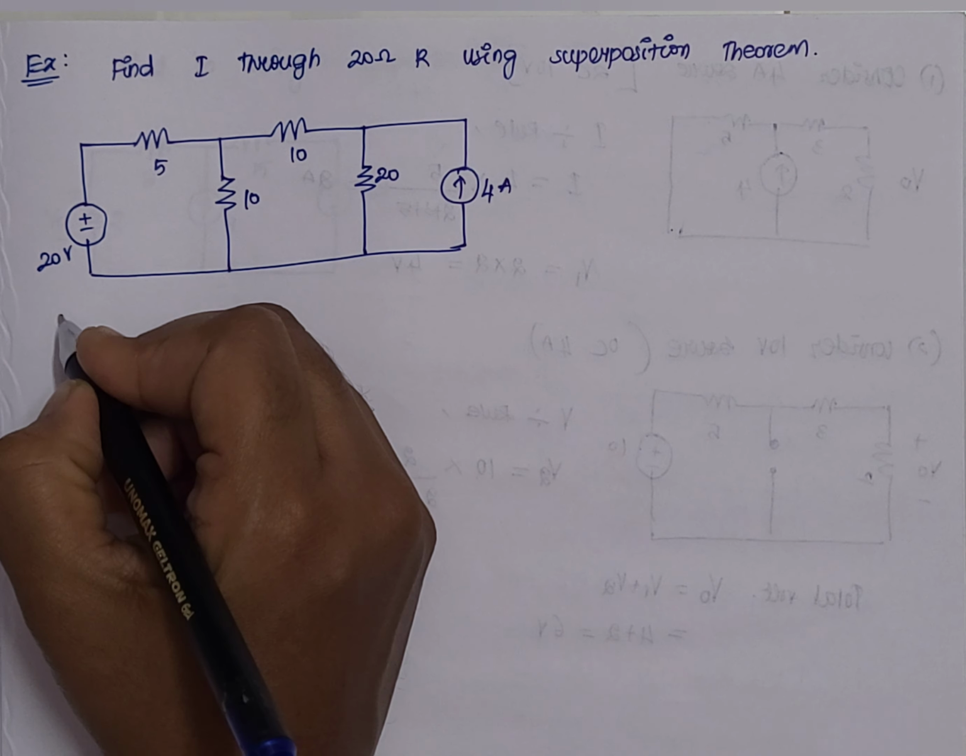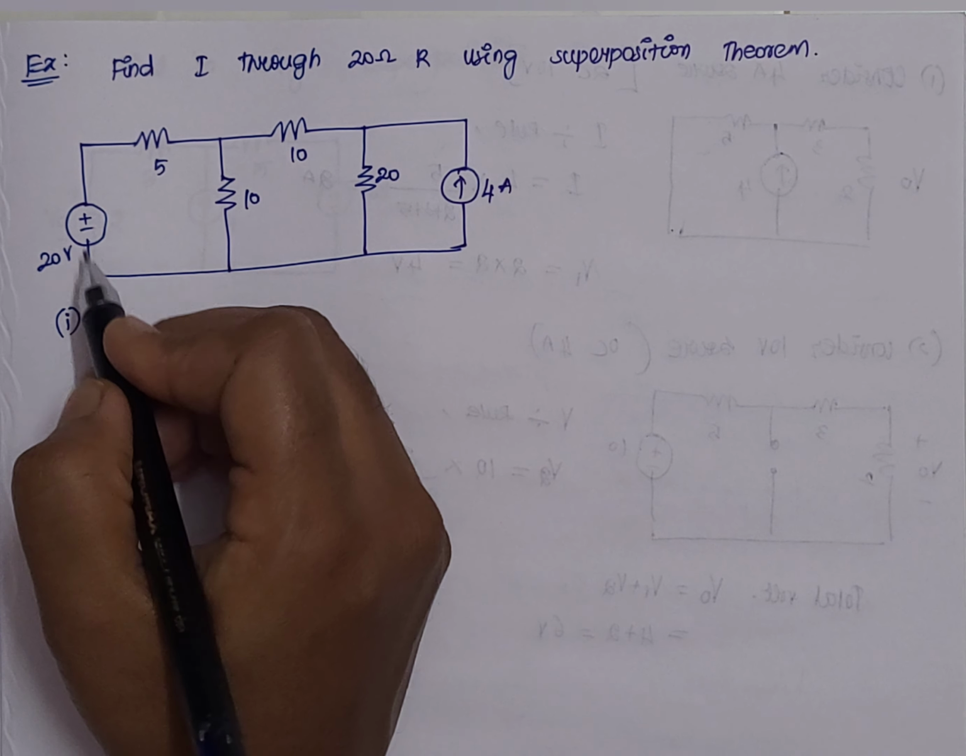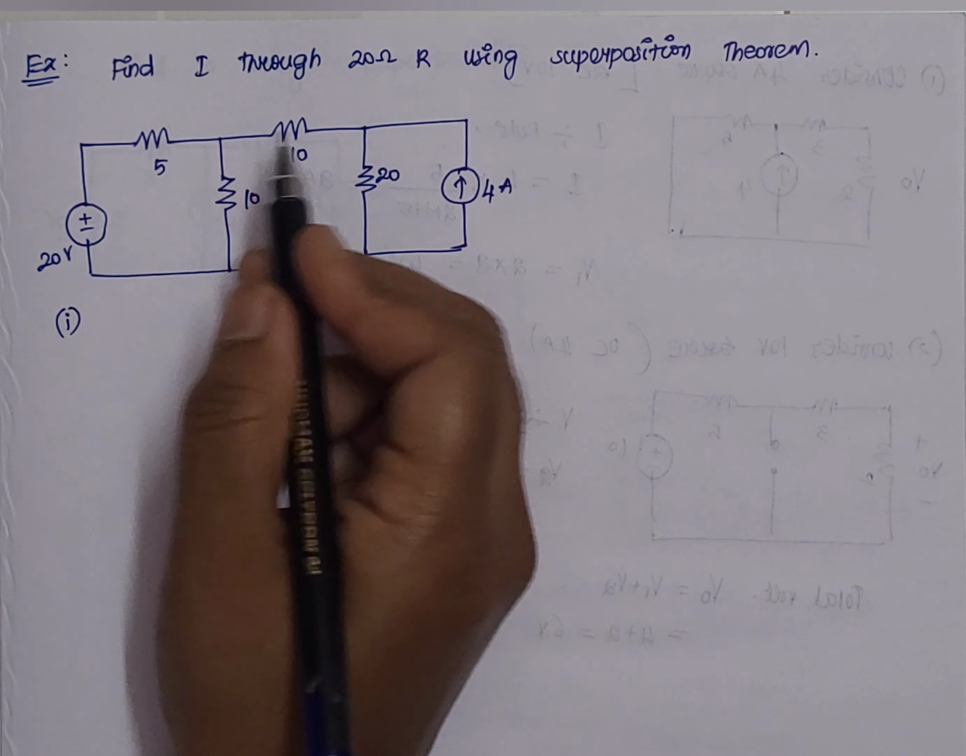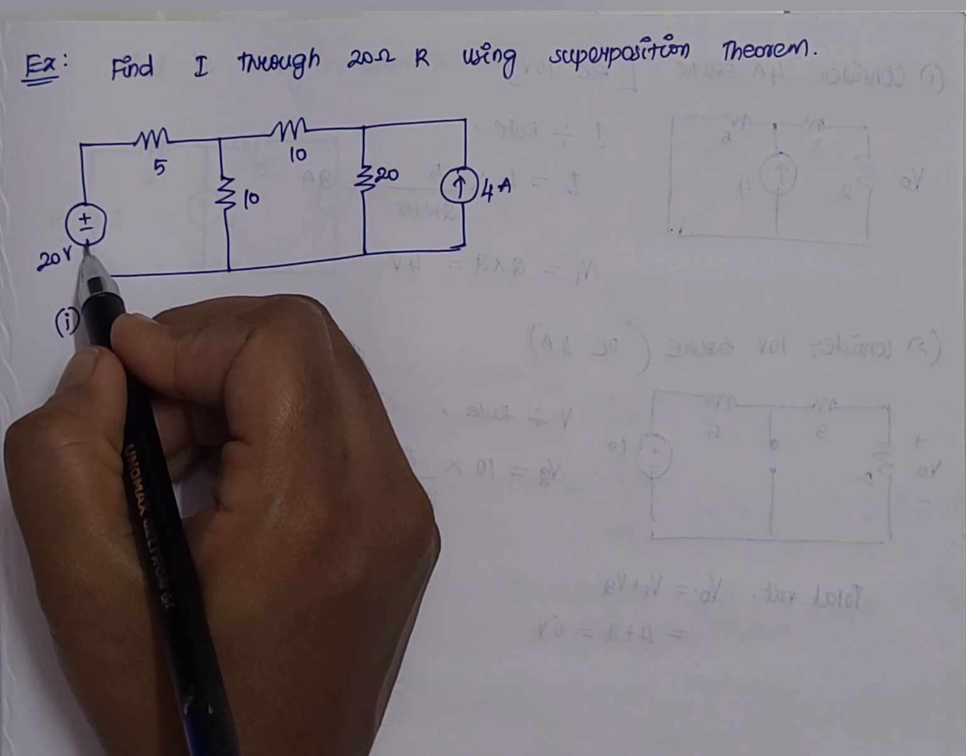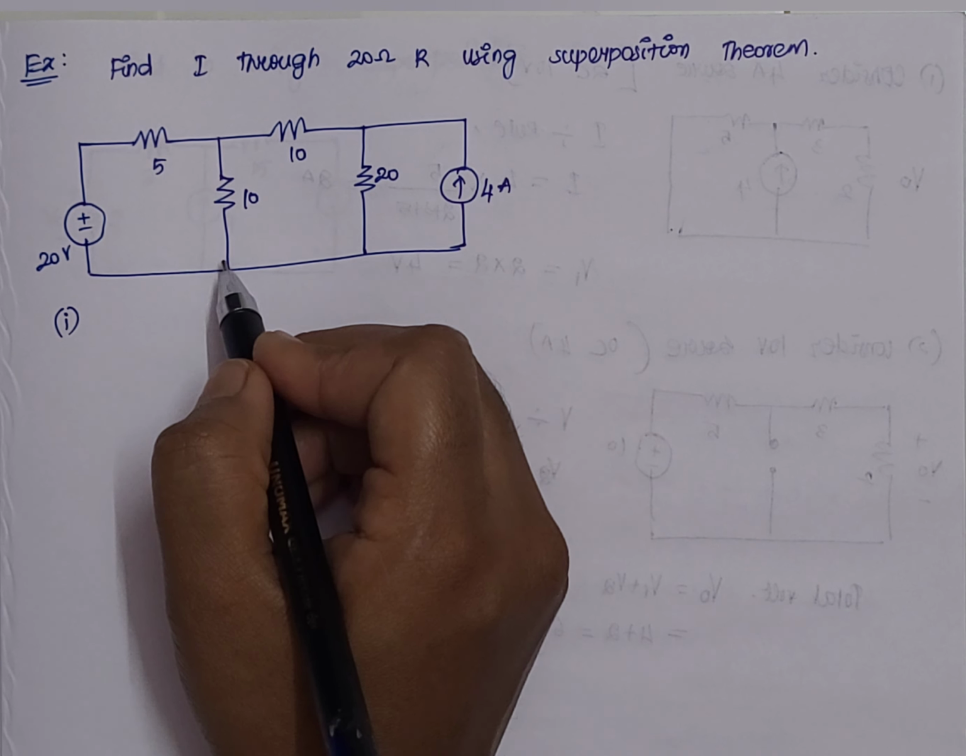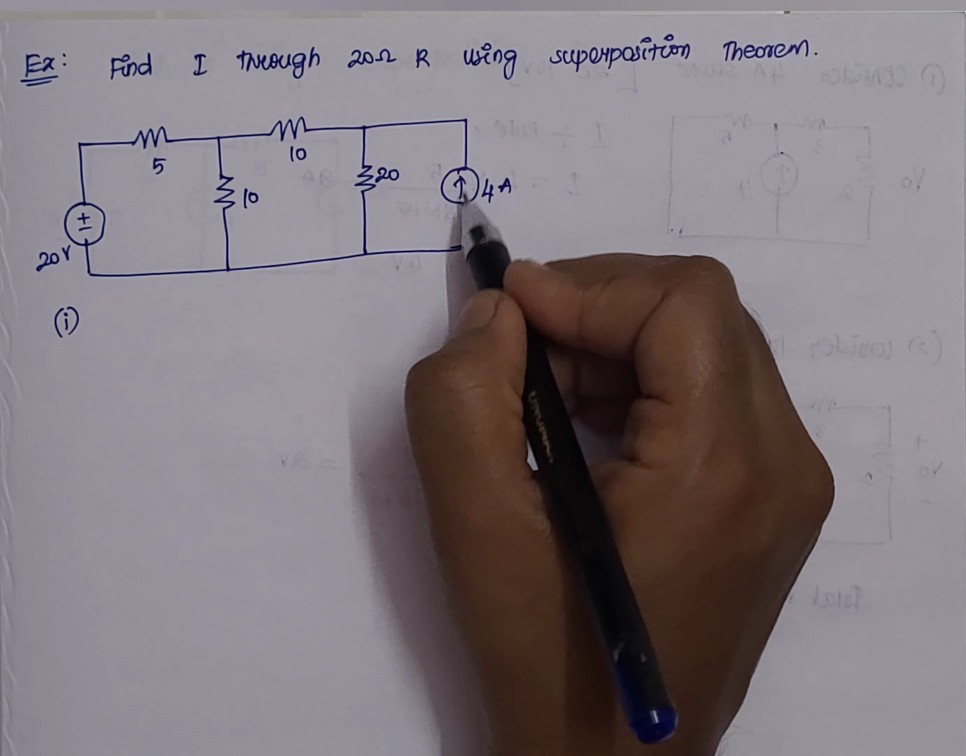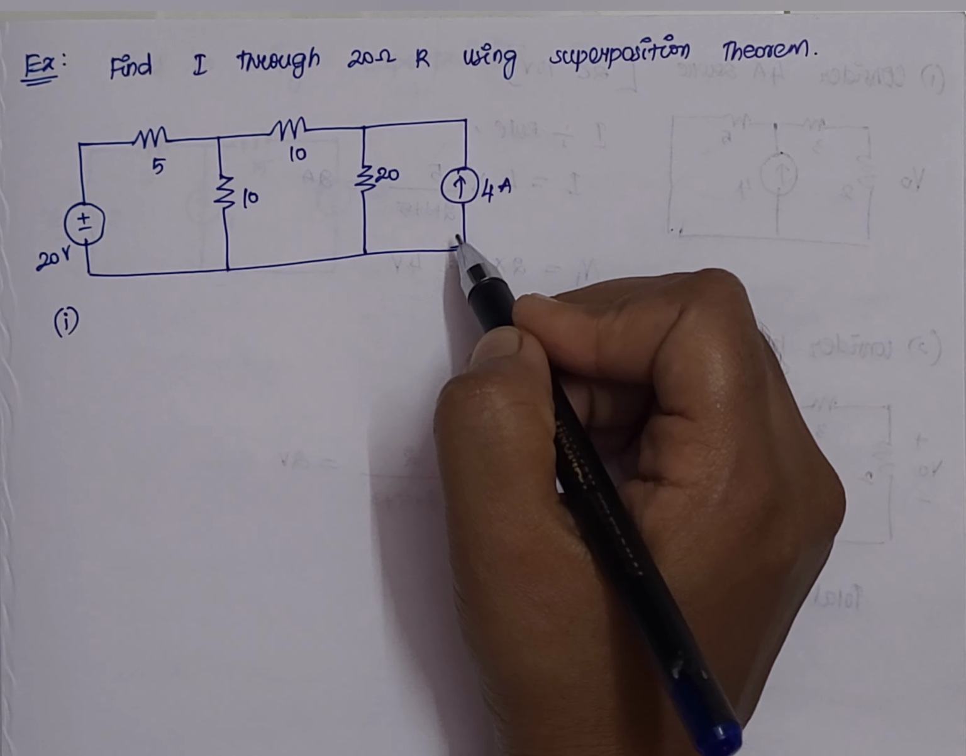So the first step is we have to consider only one source. In the circuit we have one voltage source and one current source, so totally we will have two sources. We have to consider the voltage source alone for the first step and calculate the entire response. For the second condition, you have to consider only the current source, neglect the 20 volts, calculate the total response, and add the two responses.